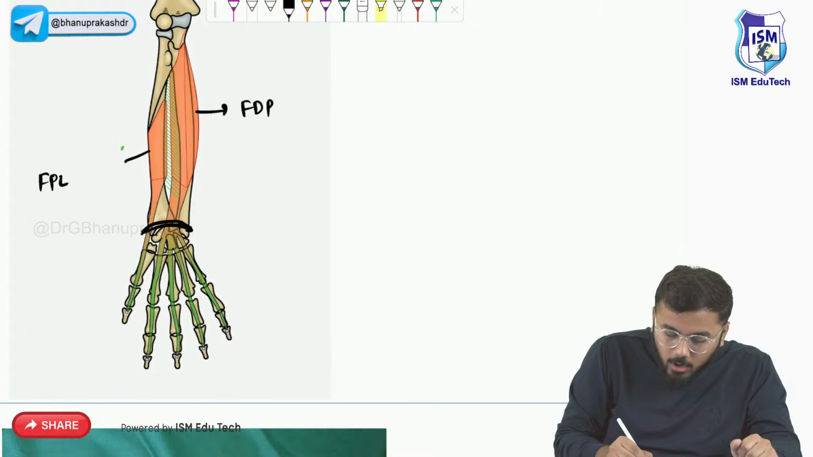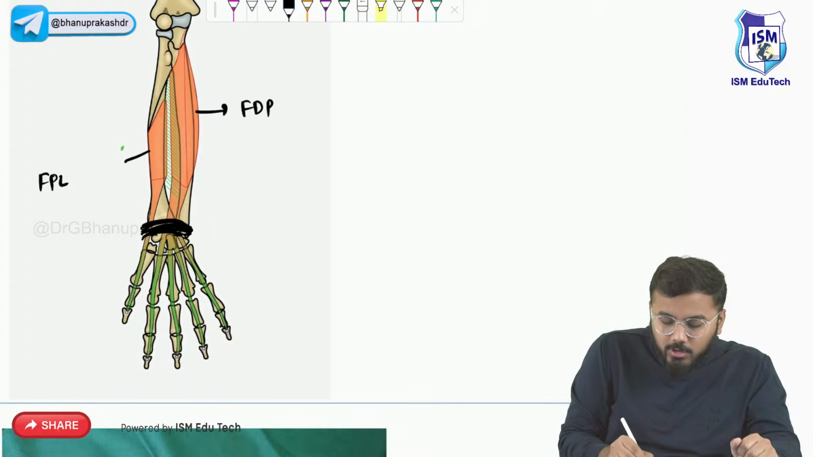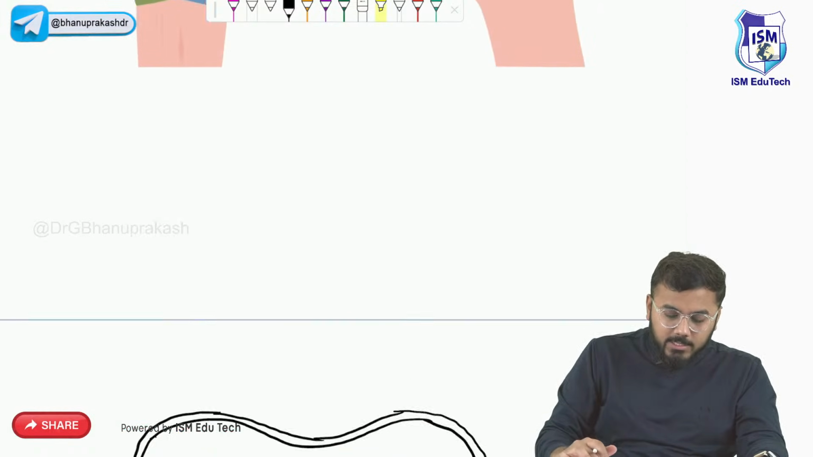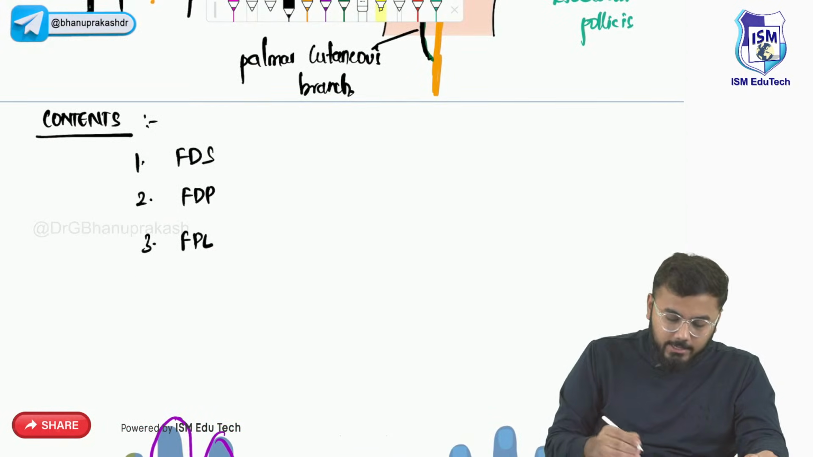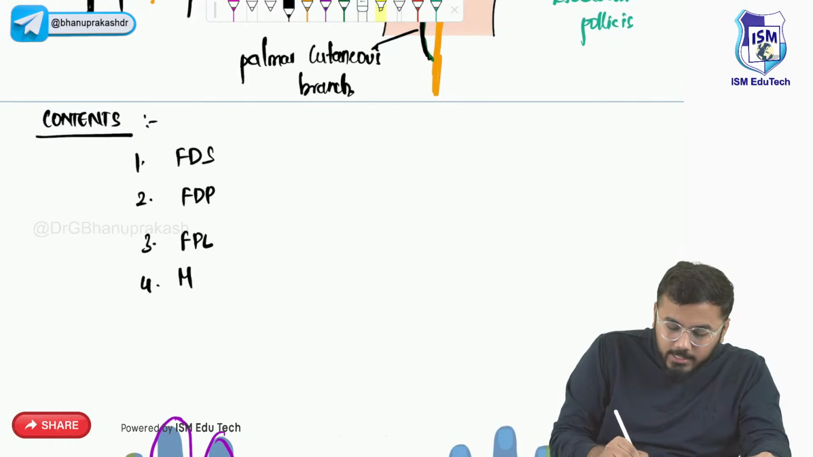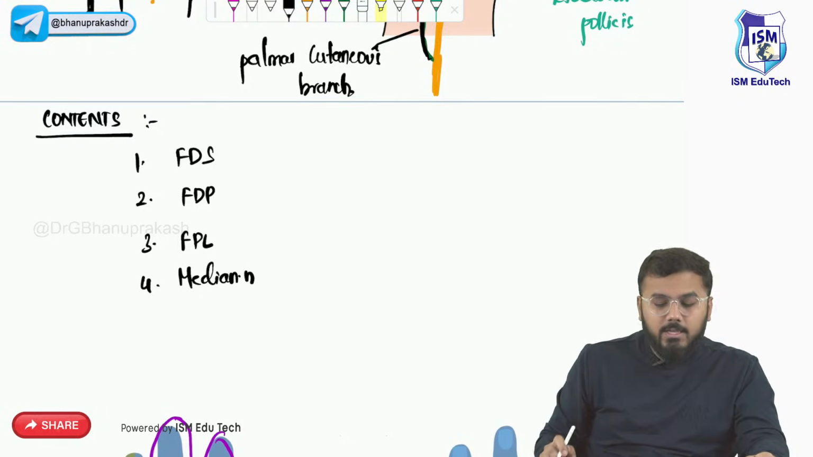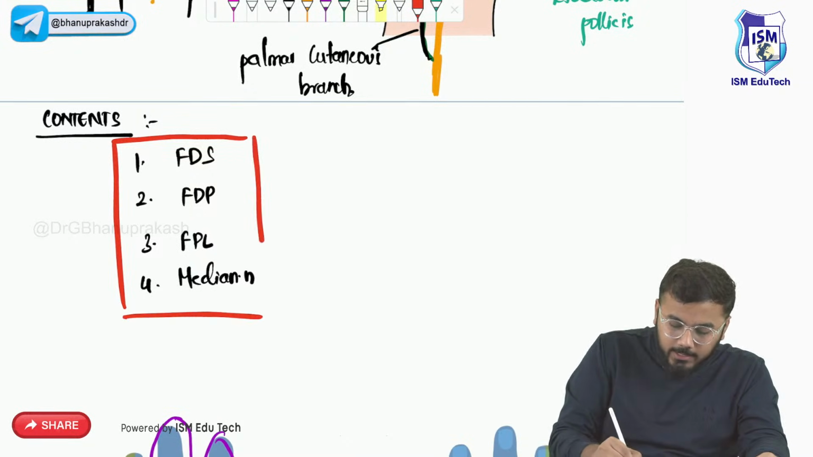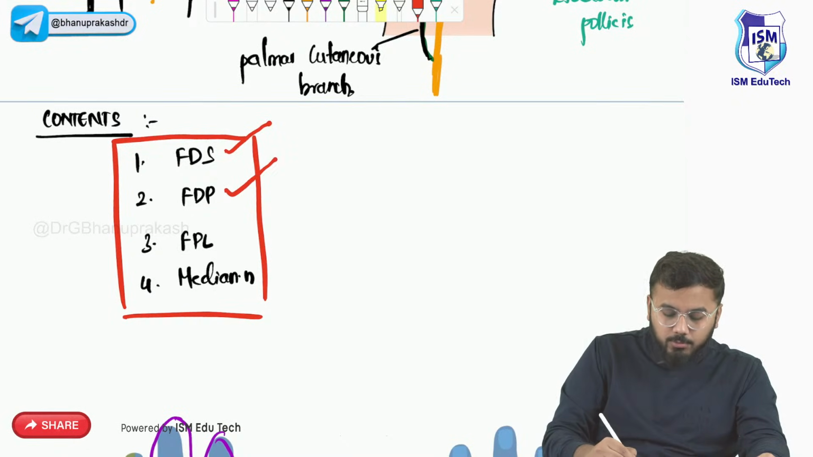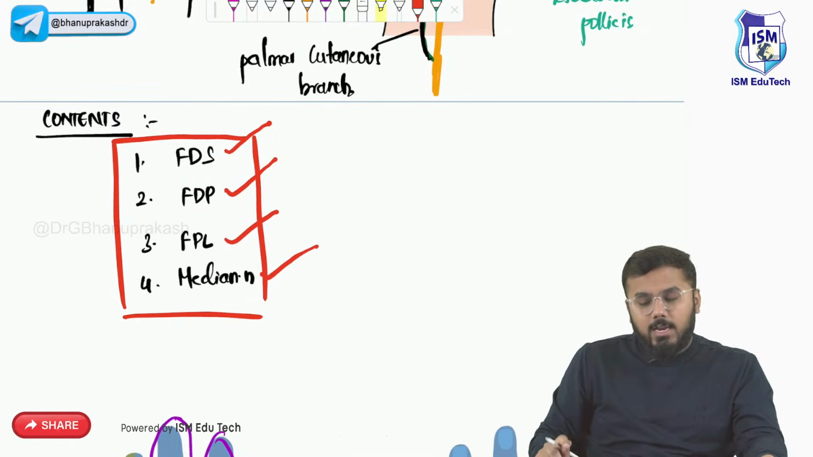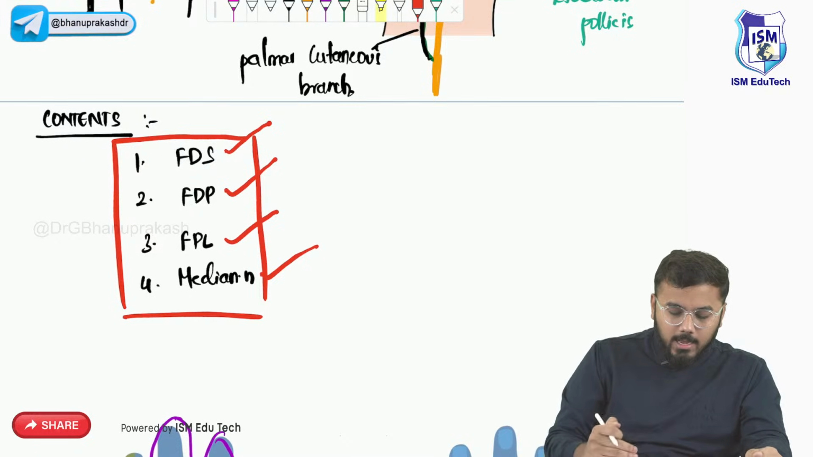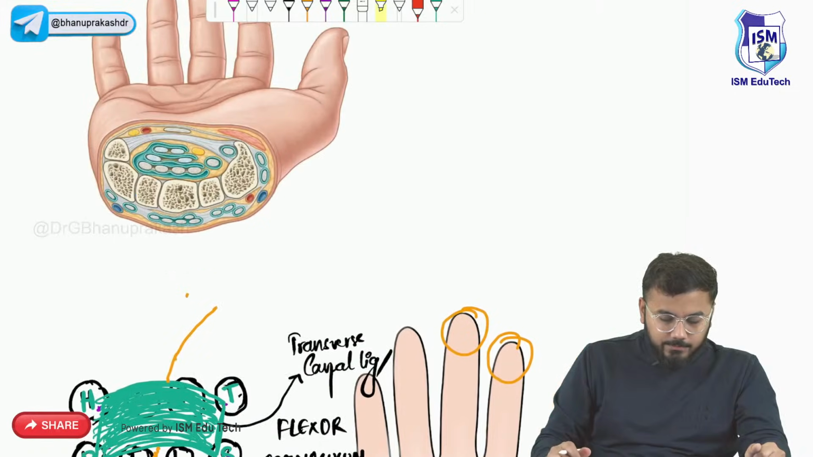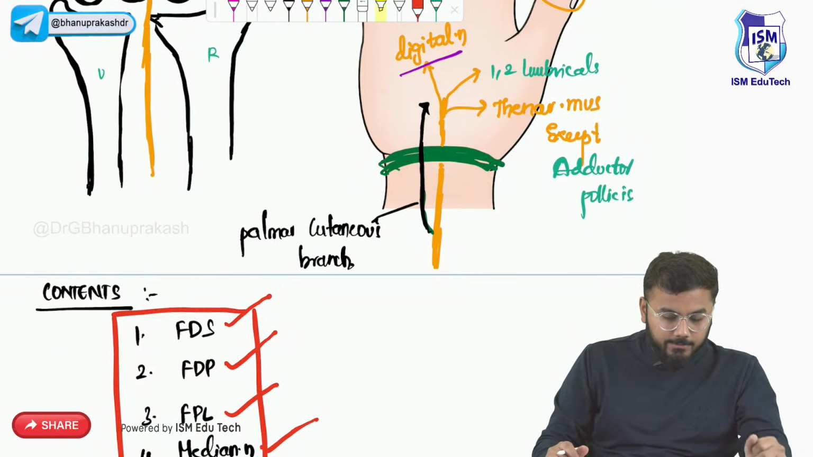So all of them are passing beneath your flexor retinaculum. Keep this in mind. And the fourth important thing is that even the median nerve is also passing through the flexor retinaculum. So what are the contents of the carpal tunnel? Flexor digitorum superficialis, profundus, flexor pollicis longus, as well as the median nerve. These are the contents which are located within the carpal tunnel. Is everyone clear, guys? This is all you need to know regarding the carpal tunnel.